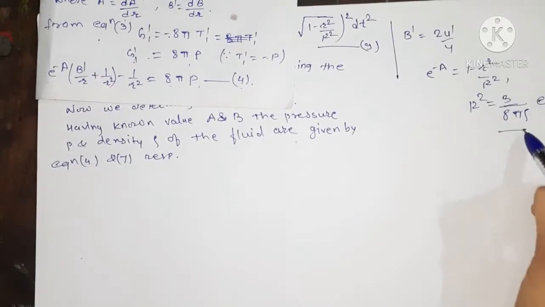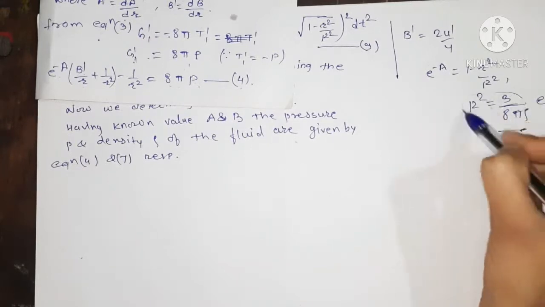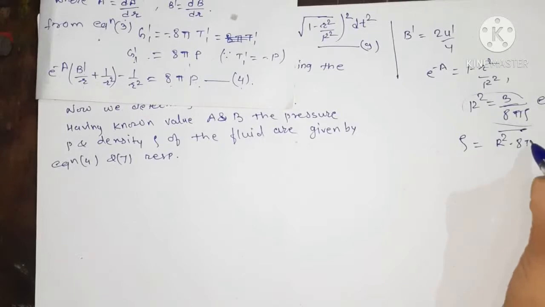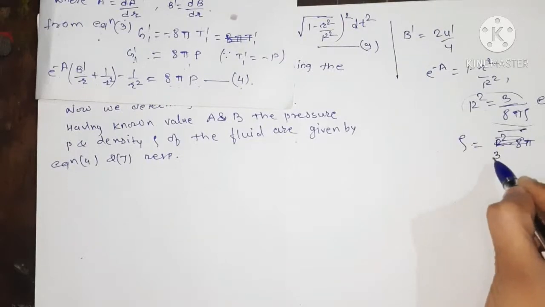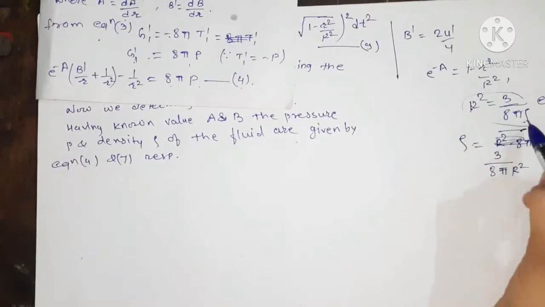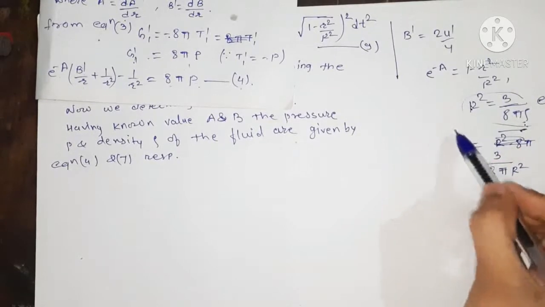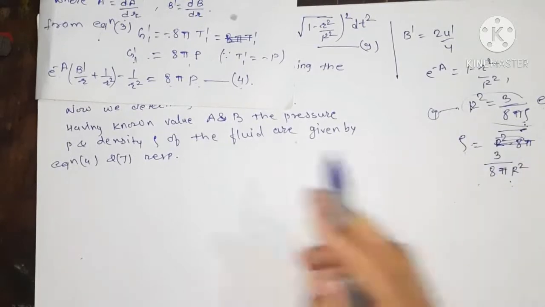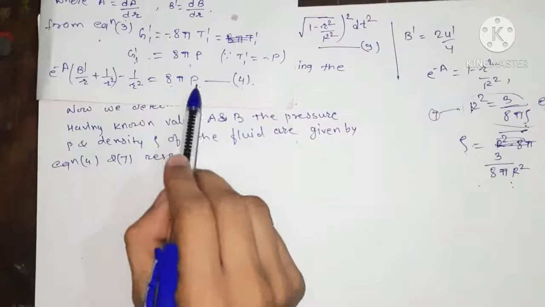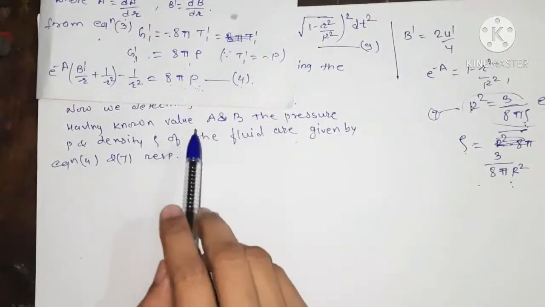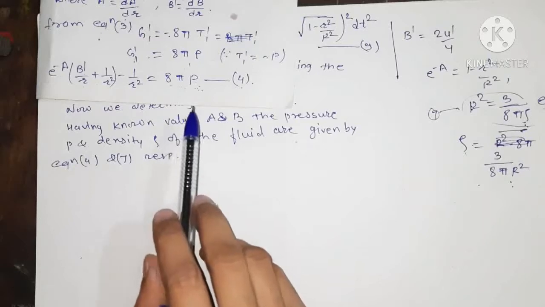Now from this equation 7, we can find the value of rho, that is rho is equal to 3 upon 8 pi into R square. We can take rho to this side and R square in the denominator. So from equation 7 we get the value of rho, and from equation 4 we get the value of p. Okay, so we solve these equations to get the relation between constants C and D.